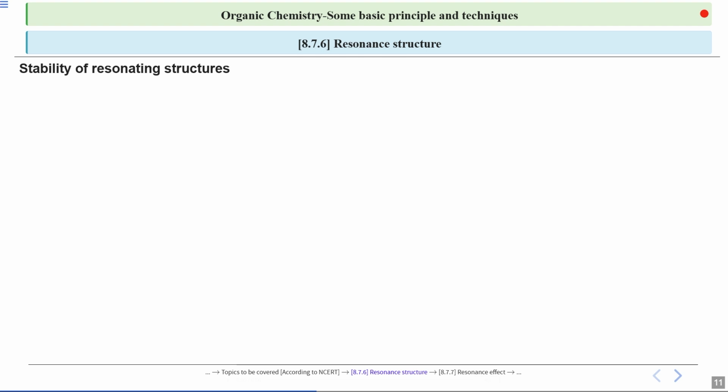Now we will see stability of resonating structures. You have seen various resonating structures are possible in different conditions. But the important part is which one is the most stable one. So that is the question now. Starting with the first rule, I will list you some rules and you will follow them in chronological order. The first one is the number of pi bonds.